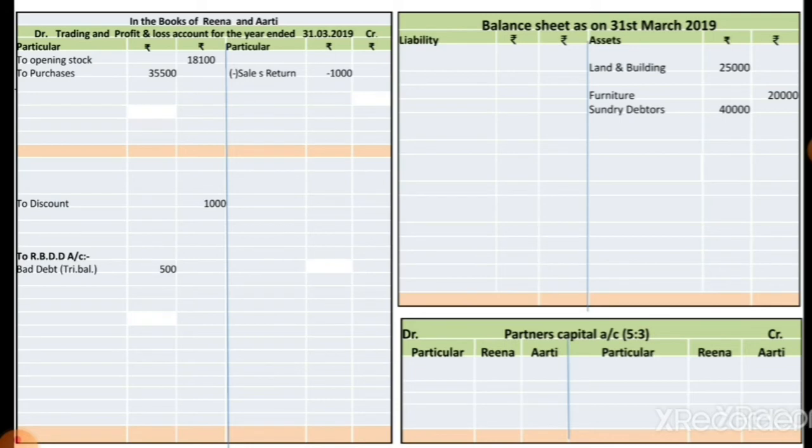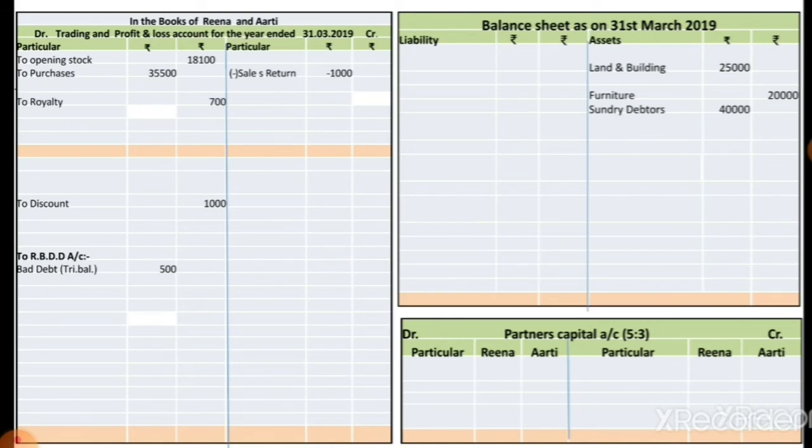Next one is the discount, which is recorded on the profit and loss account debit side. Student, see here there is only discount given, so that discount is a discount allowed. That amount is 1,000, directly in the outer column we recorded it.